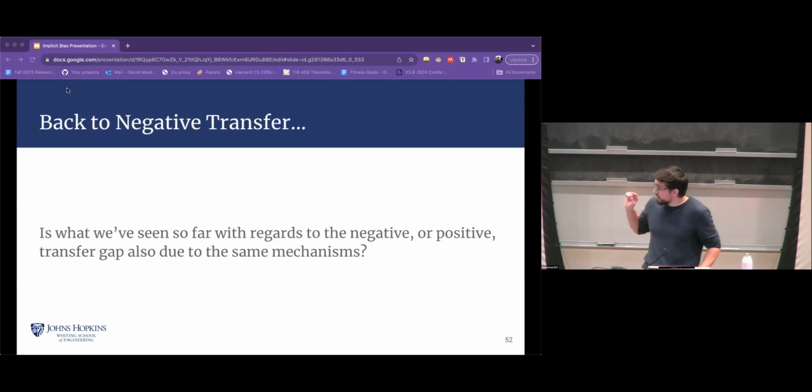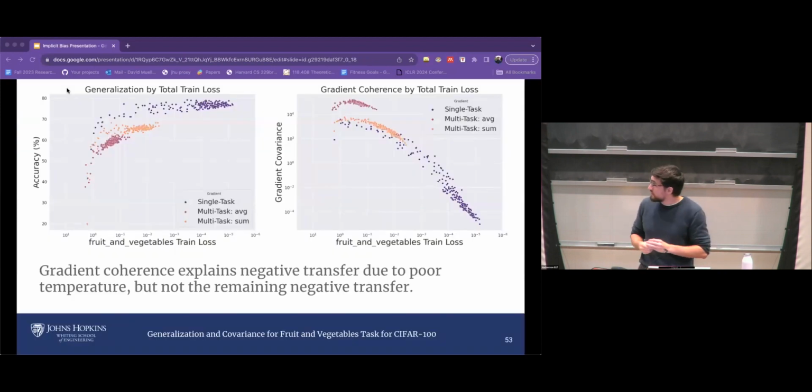Okay, so now we go back to negative transfer, and we want to know if the remaining generalization gaps that we observe are still due to these implicit regularization terms. In other words, are we not optimizing these regularization terms enough, and that's why we're getting negative transfer? Are we optimizing them more than single task models are? Is that why we're getting positive transfer? And of course, the answer is no, right? Nothing's ever that easy.